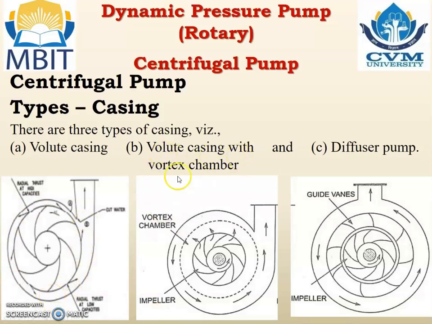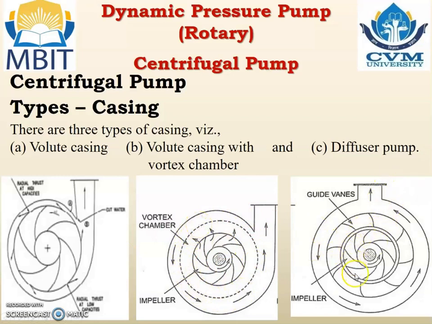Now volute casing with vortex chamber, in which outside the impeller some imaginary circular gap is provided. And that circular gap is known as the vortex chamber, and outside the vortex chamber there is a casing. In the casing, the area continuously increases from the inlet to the outlet. So that is volute casing with vortex chamber, in which the casing is the same as the volute casing, but outside the impeller a circular gap is provided, which is known as the vortex chamber. And the third one is the diffuser pump.